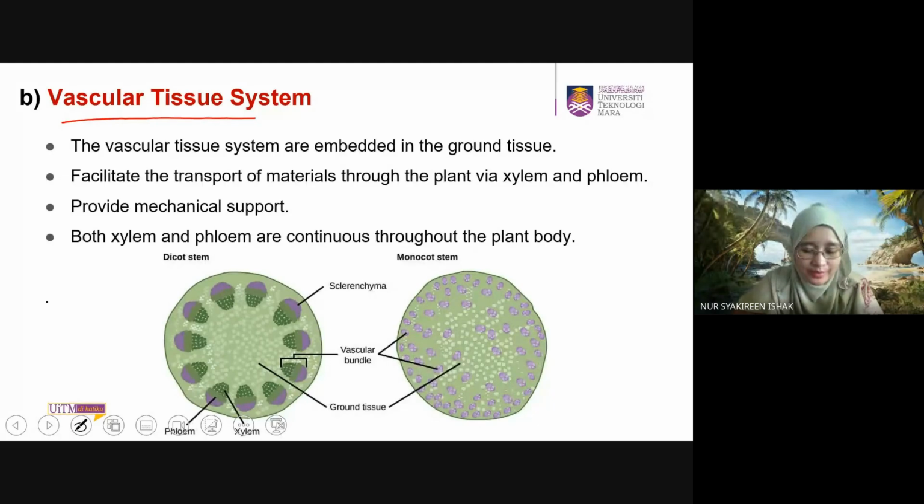Okay. So the vascular tissue system are embedded in the, sekejap ya. Habiskan ikamat sekejap.